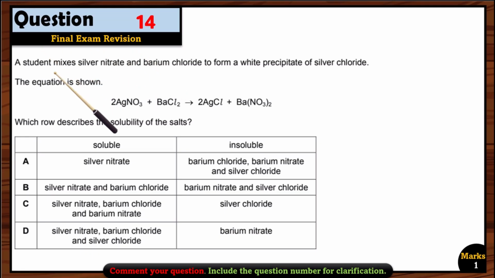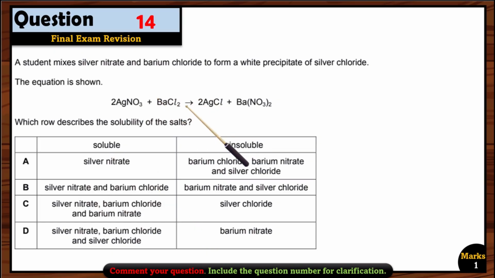Question 14. A student mixes silver nitrate and barium chloride to form a white precipitate of silver chloride. The equation is shown over here, which will describe the solubility of the salts. Which of them are soluble? We have to check one by one. AgNO3, silver nitrate. All nitrates are soluble, yes. So this one is also soluble. This one is also soluble, right? Now we are just left with this. So silver nitrate is not the only option. This is rejected. Silver and barium chloride, yes, this can be right.